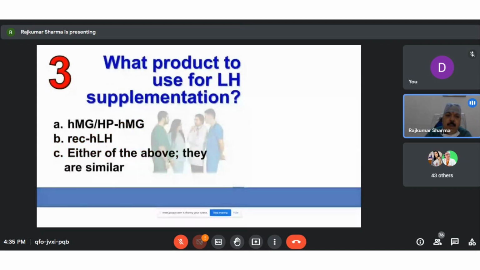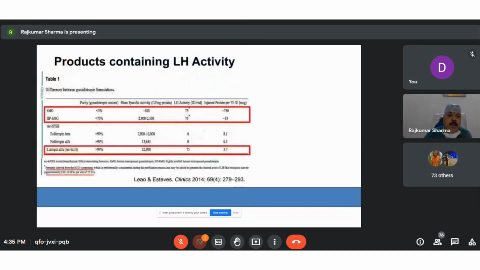Now, which product should we use to give LH to the patient? Whether HMG or highly purified HMG, or recombinant LH, or any of these, because they all have a similar effect. Now, when you see the HMG or highly purified HMG, you find that the injected proteins are higher. But when you give the recombinant LH, you find that the injected proteins are lesser. The more the proteins, the more the chances of antibody formation against them.